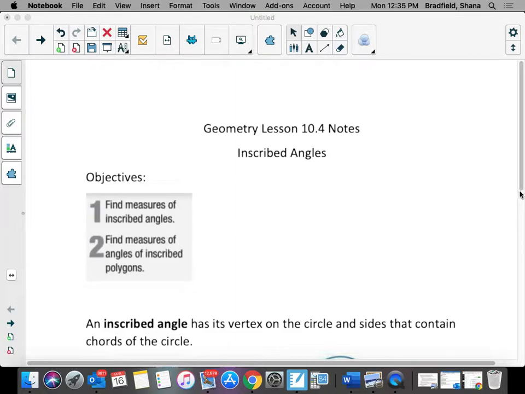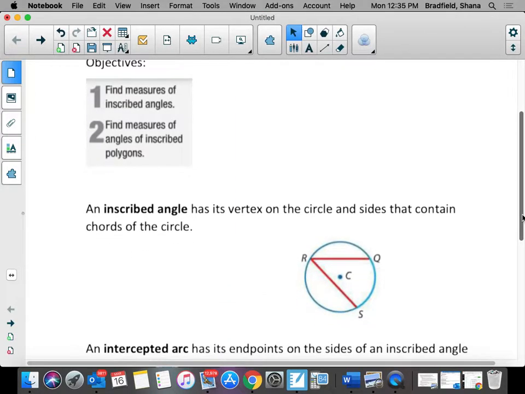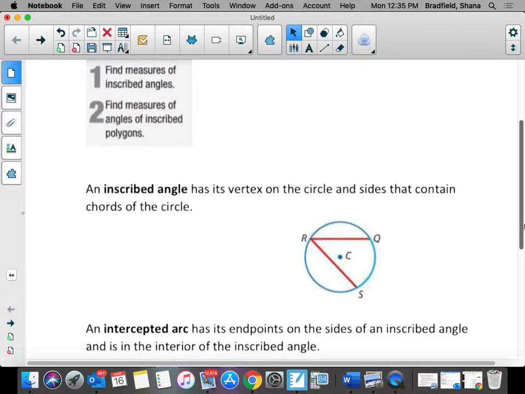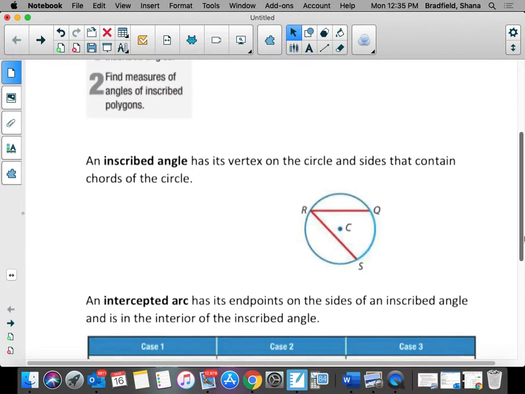We're going to talk about 10.4 inscribed angles. Inscribed angles. We're going to find the measures of what are called inscribed angles and find measures of angles of inscribed polygons.